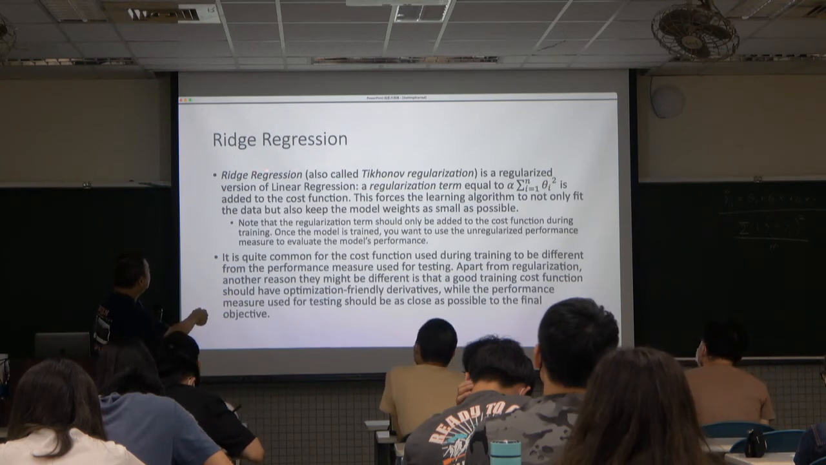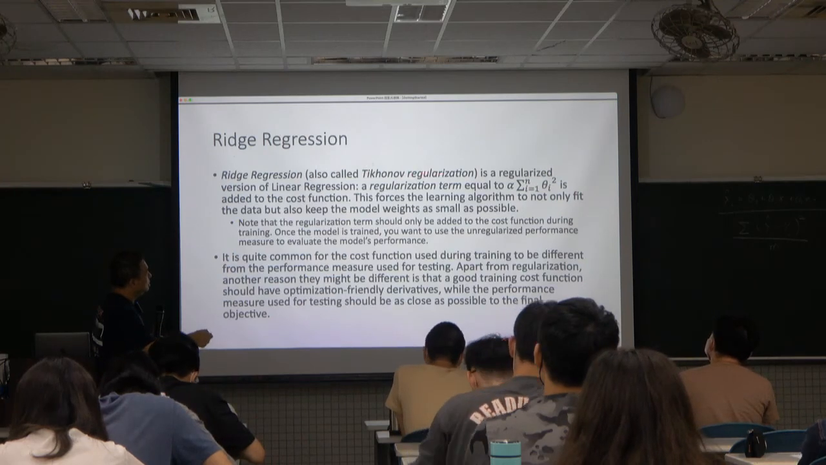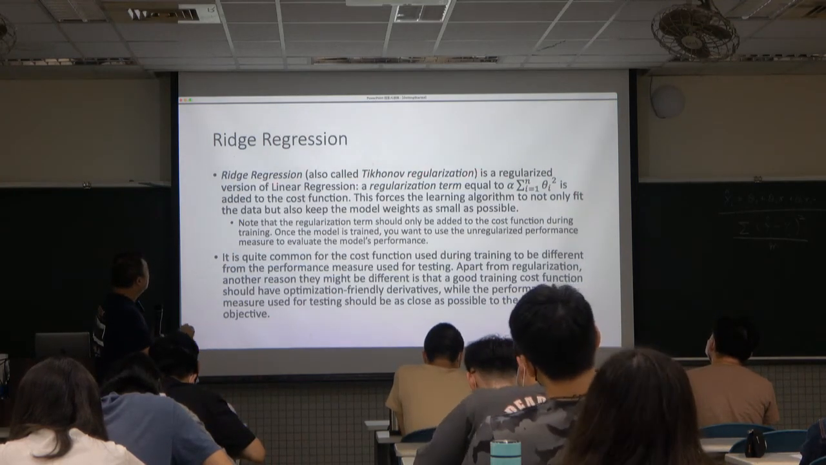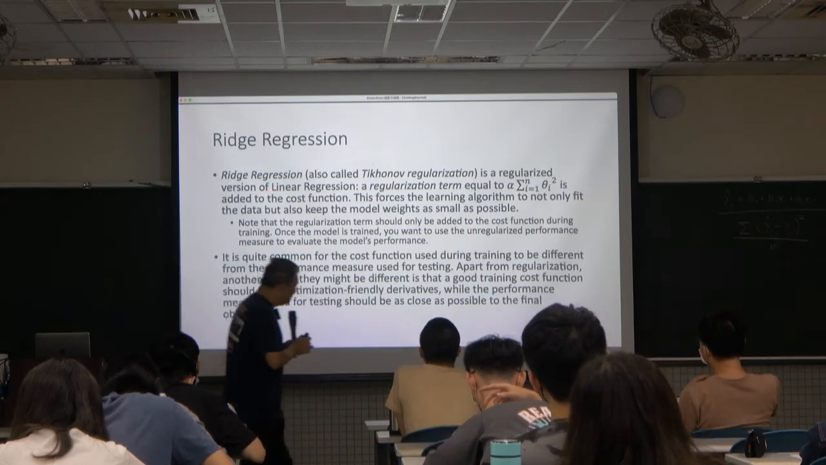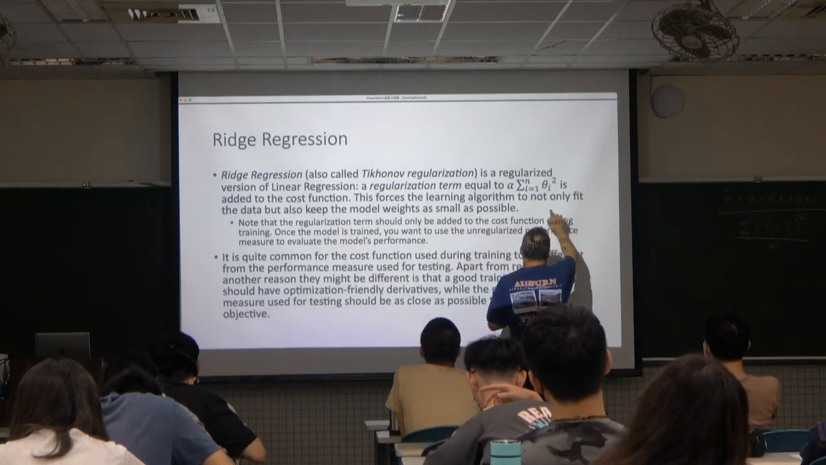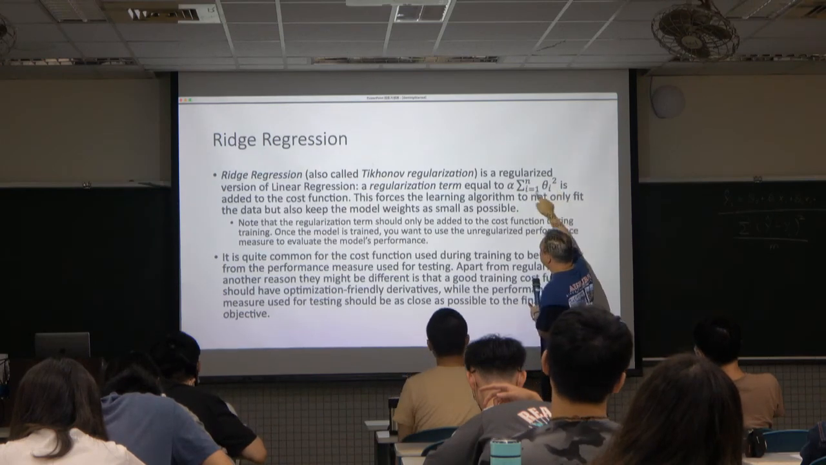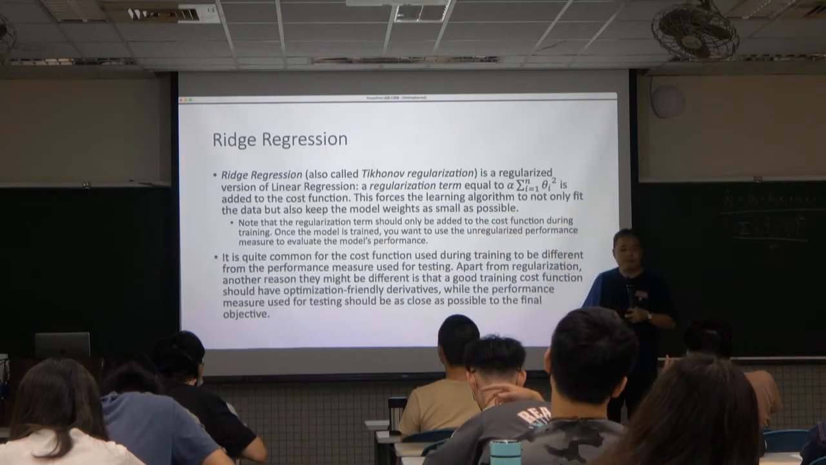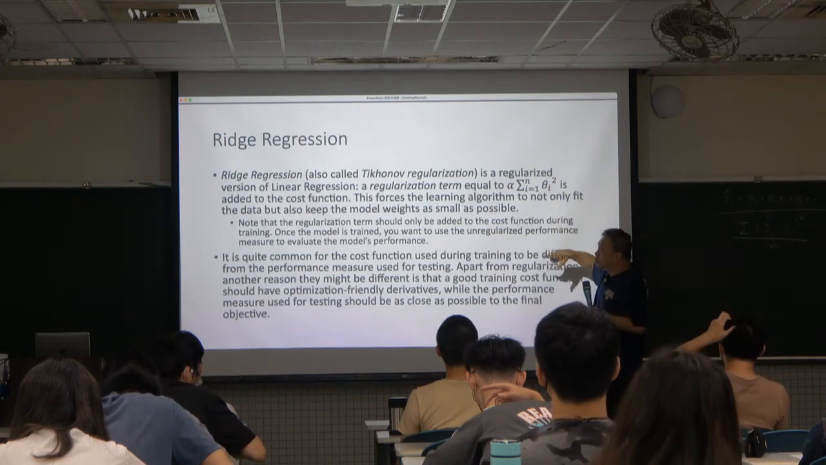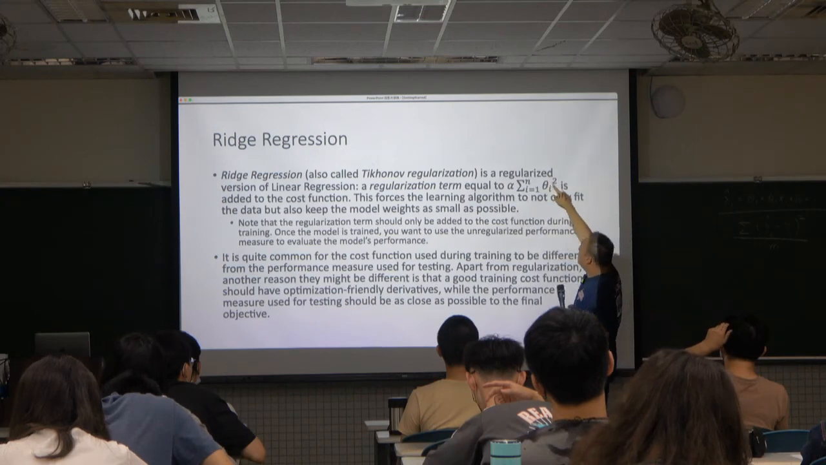Ridge regression, also called Tikhonov regularization, just adds alpha times the summation of theta i squared to the cost function. We call this L2. That 2 basically comes from this squared term.